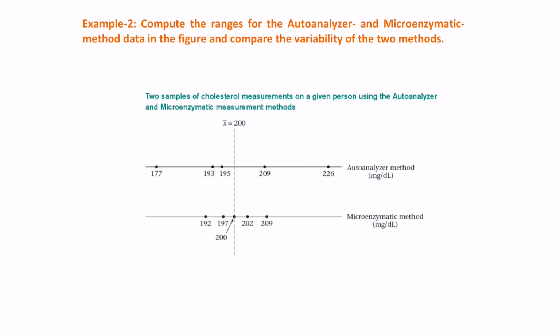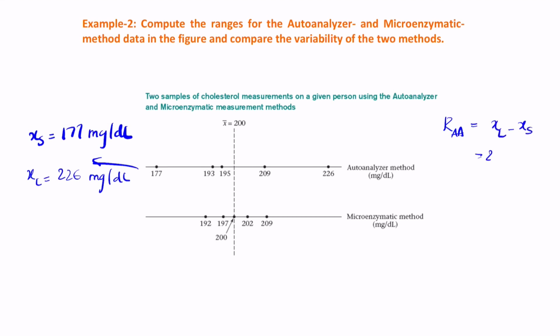Let's take the first problem that we did. Here we have the same mean, but let's take the range of the first one. The smallest value xs is 177 milligrams per deciliter, and xl is 226 milligrams per deciliter. So for the autoanalyzer, the range R is xl minus xs, which is 226 minus 177.